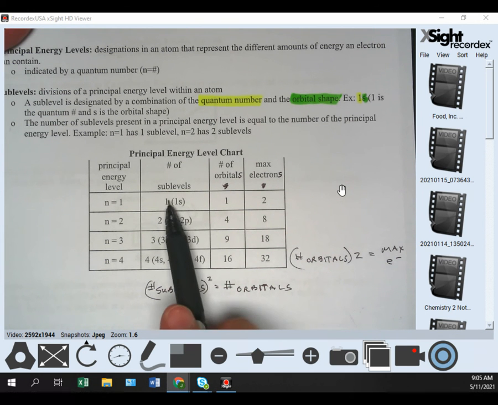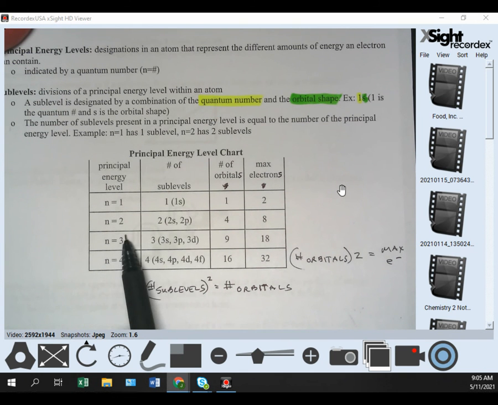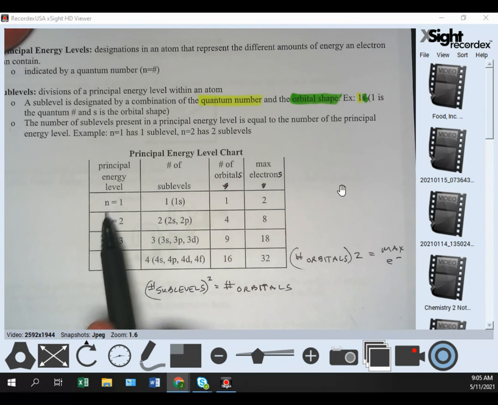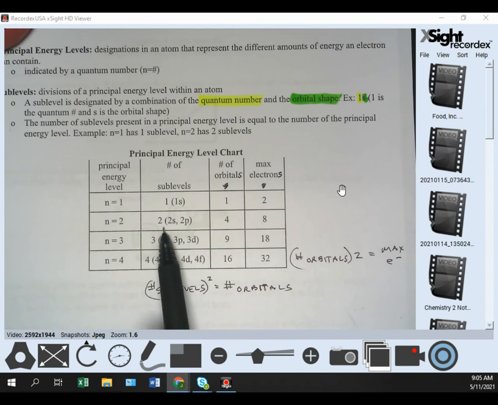So the number of sublevels just goes up by 1. It's 1, 2, 3, 4. It's the same as the principal energy level. So energy level 1 has 1 sublevel. Energy level 2 has 2 sublevels. Okay. What are the two sublevels on energy level 2? It's 2s and 2p. Energy level 3 has 3 sublevels. What are they? 3s, 3p, 3d.